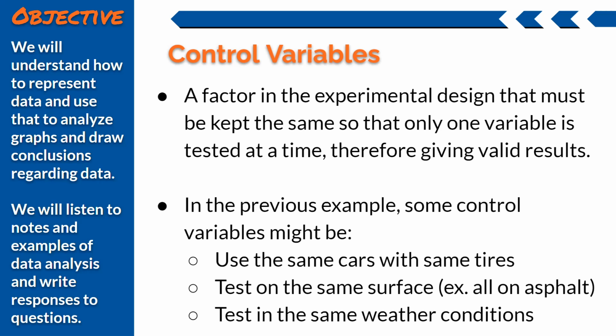So these are different things that you have to consider, because if you were to do this test and use, let's say, two different cars with two different masses, well, now I don't know whether my stopping distance changed because of the mass, or because of the velocity, or whether it was a combination of both. So in order to give you valid results, you do need to keep some things constant. That way only one thing is being changed, and therefore only one thing can be accountable for any differences that you see. So the things that you keep the same are called control variables.